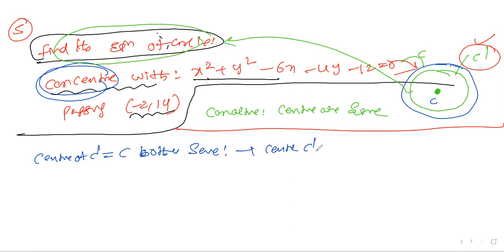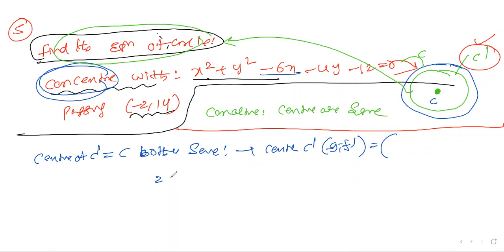Therefore, the center of C dash is H comma K, or you can say G comma F, whatever it is, no problem. The center is minus G comma minus F. I can write G comma F only, so you don't get confused there. So the center is minus G comma minus F. You can write it from this.